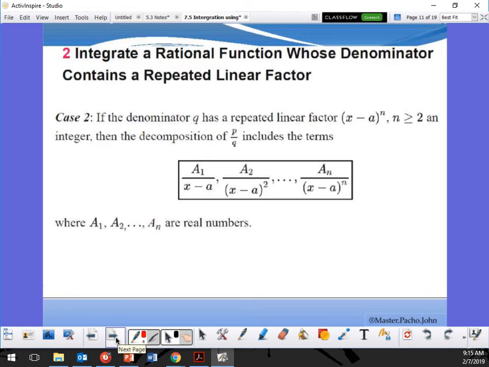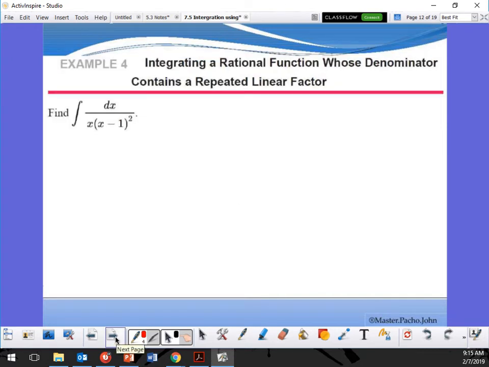Alright, let's try this one then. Integrate a rational function whose denominator contains a repeated linear factor. Repeated linear factor. So, it's kind of like that x squared, or the quantity like this. Okay, so for this one right here, I'm going to rewrite this as A over x plus B over x minus 1 plus C over x minus 1 squared.